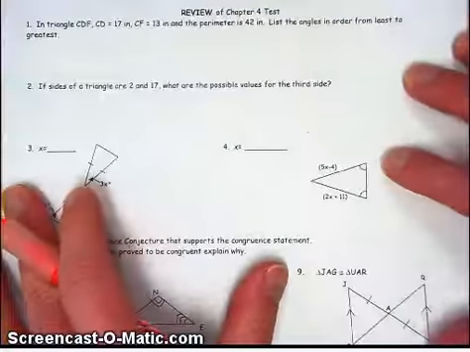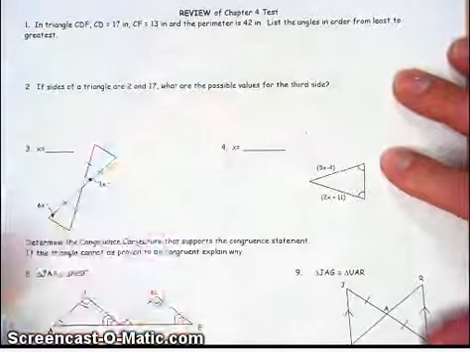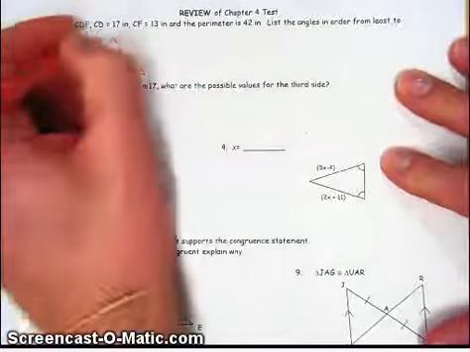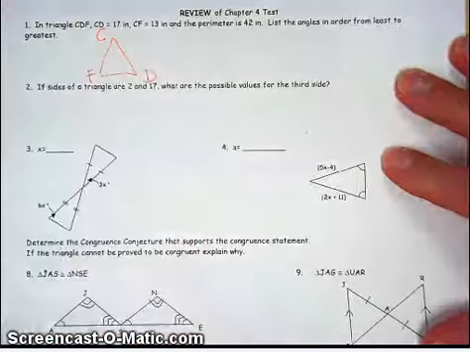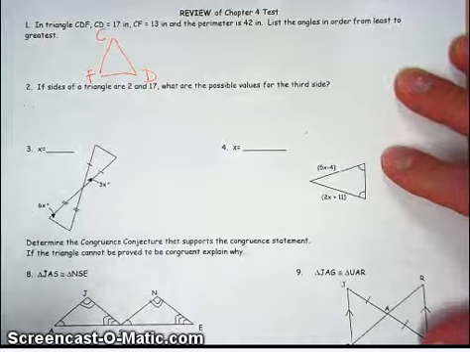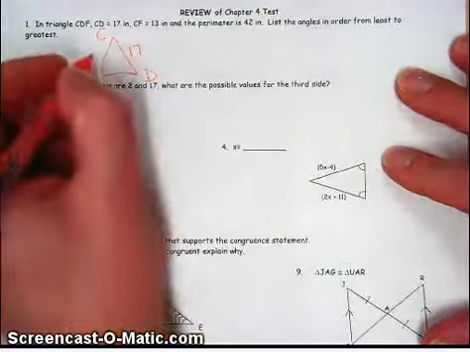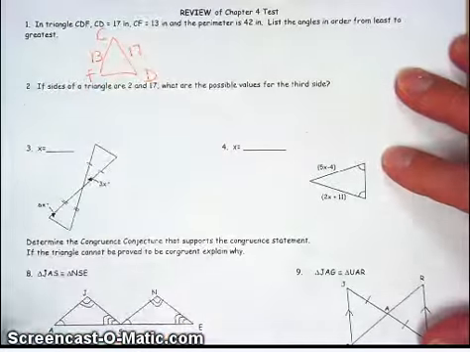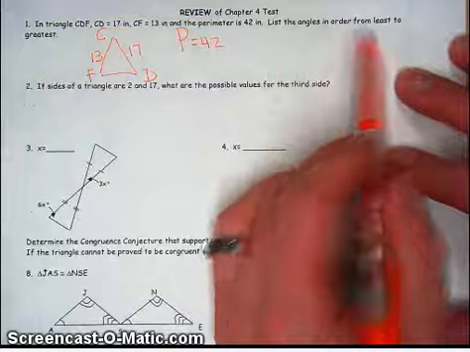All right, so on this first one, it says that in triangle CDF, you don't have one drawn for you, so go ahead and draw one. CDF. It doesn't matter what kind of triangle you draw, you just want something to look at so you can kind of see what's going on. So it tells you that CD is 17, CF is 13, and the perimeter is 42. We want to list the angles in order from least to greatest.